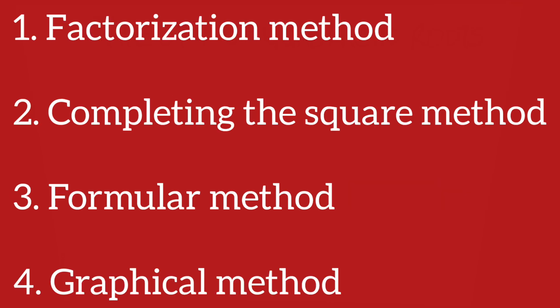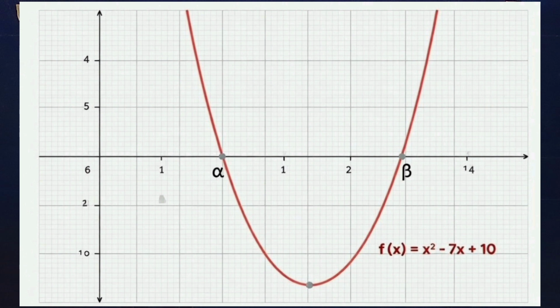There's the factorization method, that is for reducible quadratic equations. Then secondly, there's the completing the square method. Third, there is the formula method. And finally, there's the graphical method. Whatever method you employ in solving your quadratic equations, you will always have two roots. And it is usual to call the roots alpha and beta.